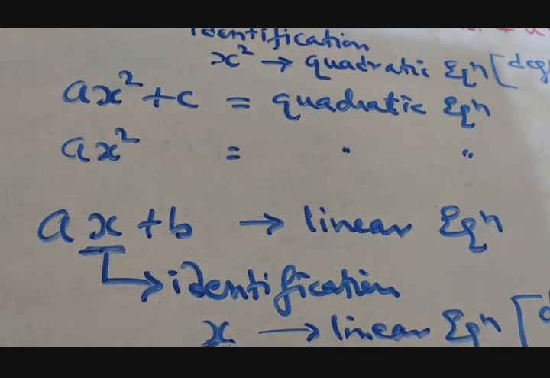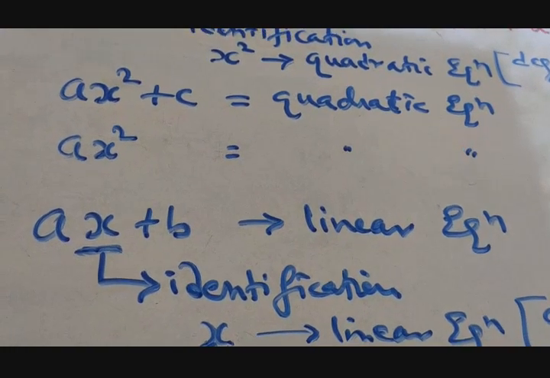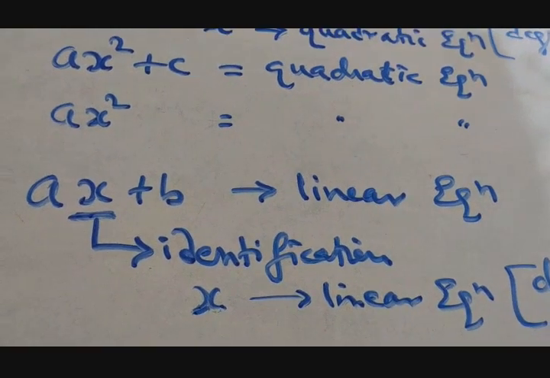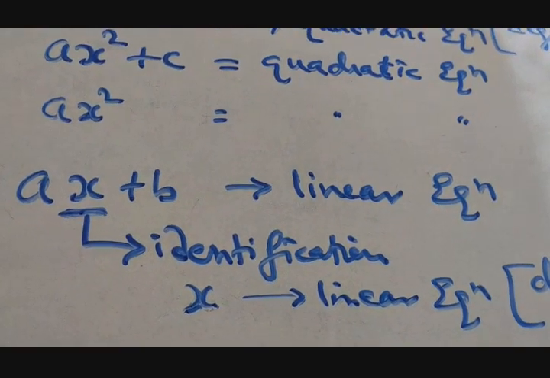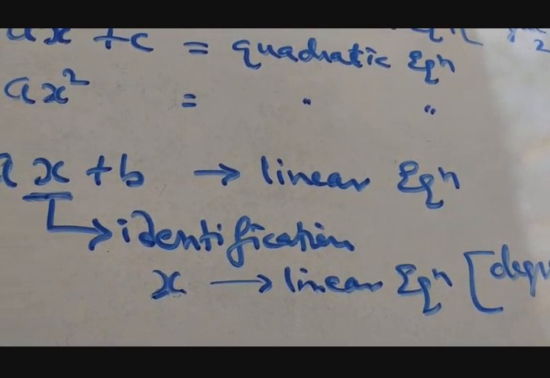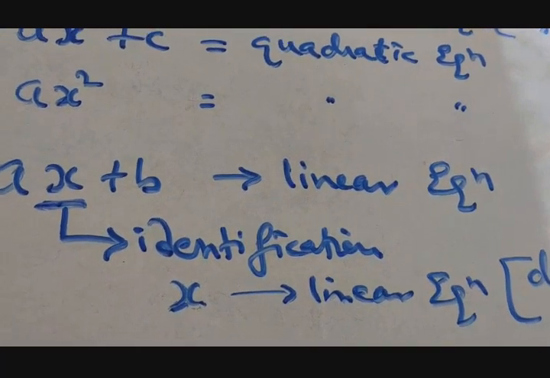But if you see the linear equation, ax plus b, identification can be done with the help of the power of the variable. The power of the variable is 1. The degree of the equation is 1. That means that it is a linear equation.